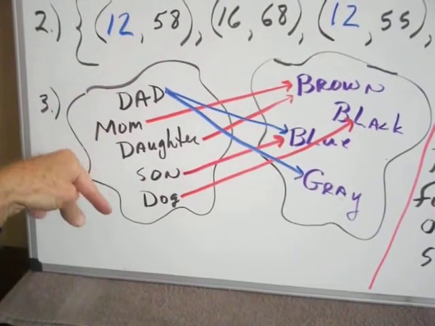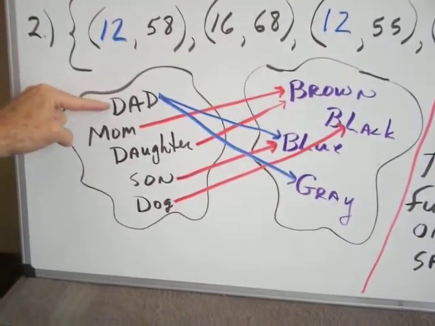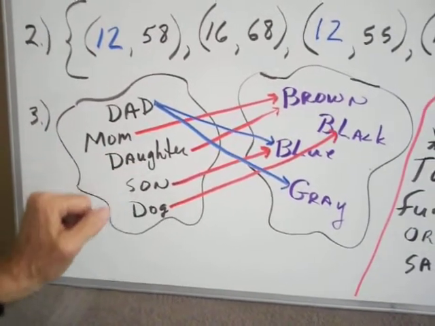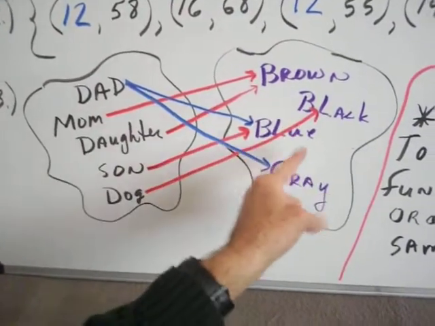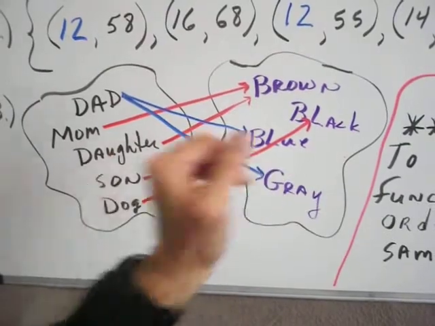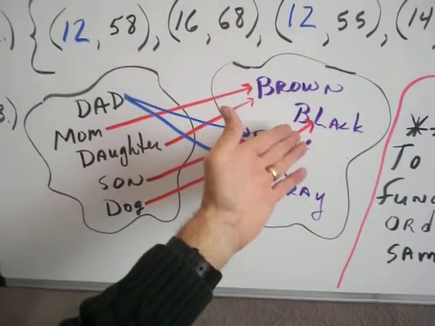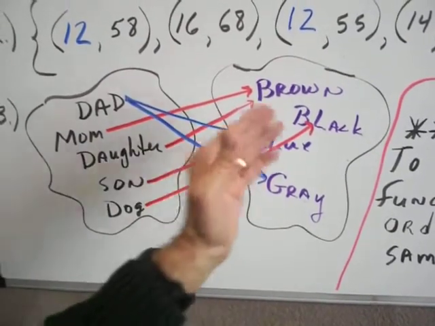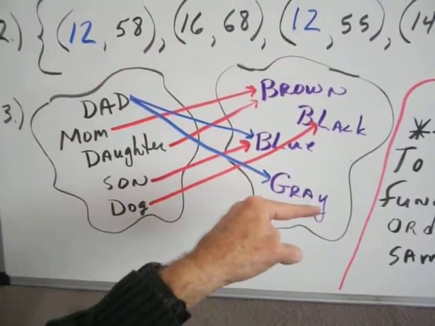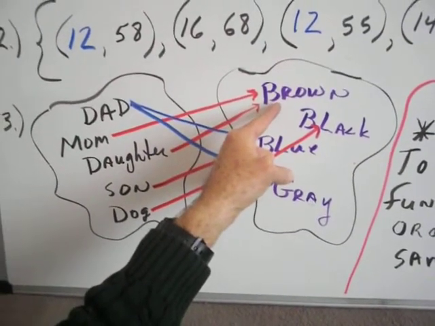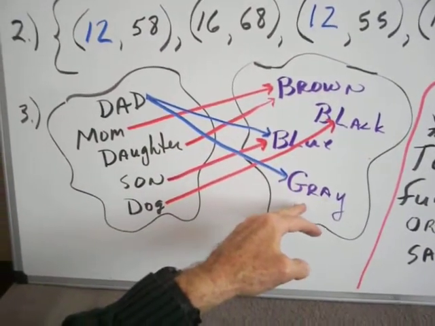Let's look at the domain. It happens to have the domain values of dad, mom, daughter, son, dog. The members of the range, I'll just cue you in on what I had in mind when I drew this up. The range values are not just colors, but they're colors of eyes. The color brown, the color black, the color blue, and the color gray.